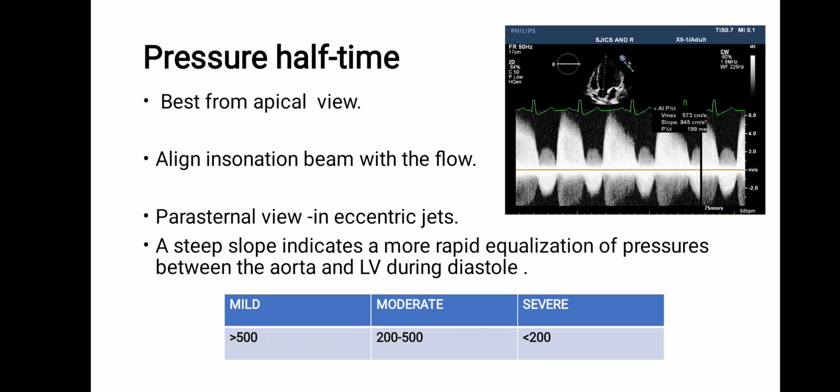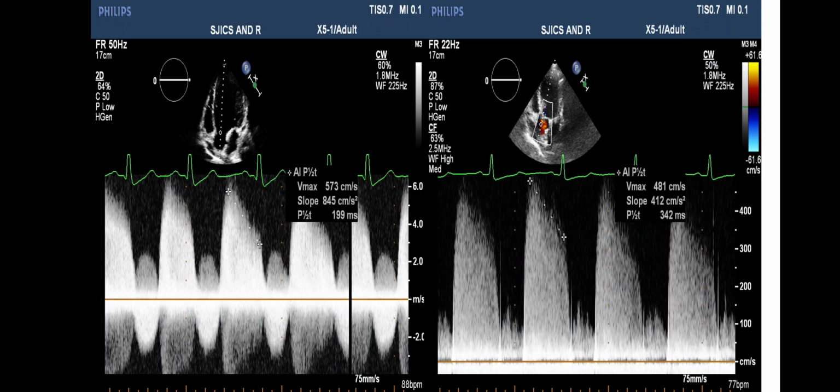Okay, then coming to the pressure half time, best from the apical view, align insonation beam with the flow. Then the parasternal view in eccentric jets: if eccentric jets, we can use a parasternal long axis view. A steep slope indicates a more rapid equalization of the pressure between the aorta and the LV during diastole. Mild is greater than 500, moderate is 200 to 500, severe is less than 200.